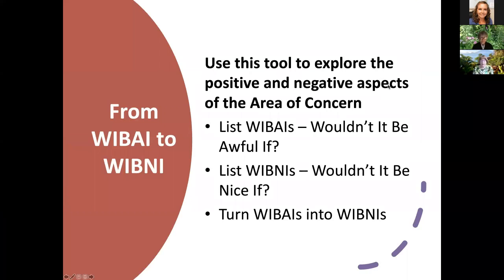Okay, another tool that you could use to explore the positive and negative aspects of your area of concern is called From WIBI to WIBNI. So this one I'm just going to share with you, and we won't be actually working on it. But first you list the WIBIs, and that stands for wouldn't it be awful if? And then you come up with some WIBNIs. Wouldn't it be nice if? Then you look back at your WIBIs, your awfuls, and see if you can turn them into WIBNIs, nice things.